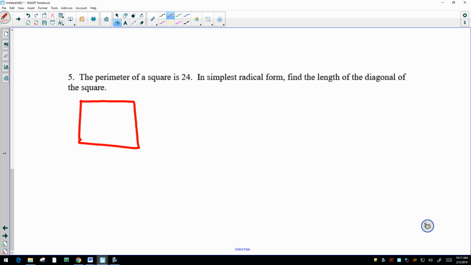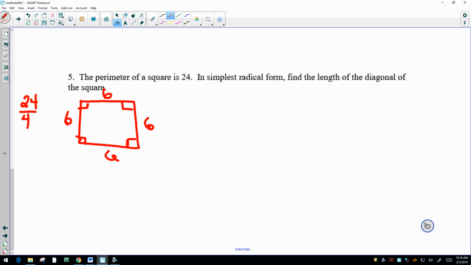Perimeter is meaning what? All the sides added up. So the perimeter of a square is 24. So how do I know what the value is of one side? Divided by 4, right? Okay, so 24 divided by 4, that's going to give us 6. So I have 6 going all the way around, and it's a square. So I know they're all equal, and I know I have right angles.